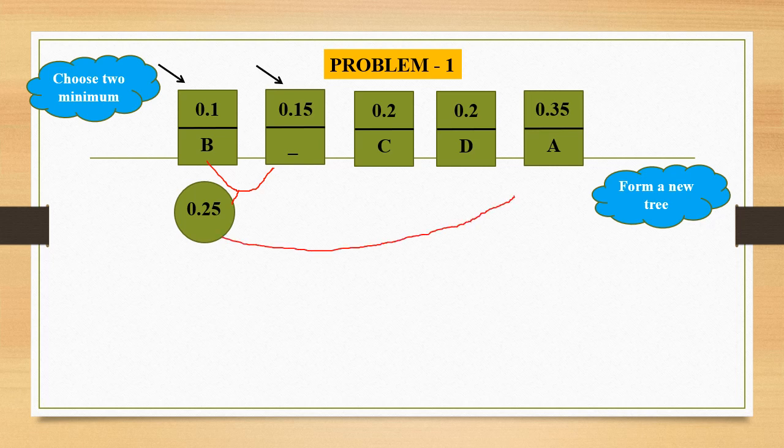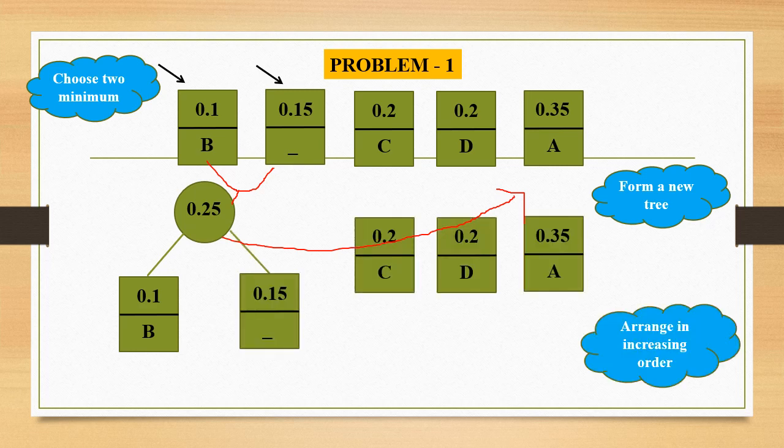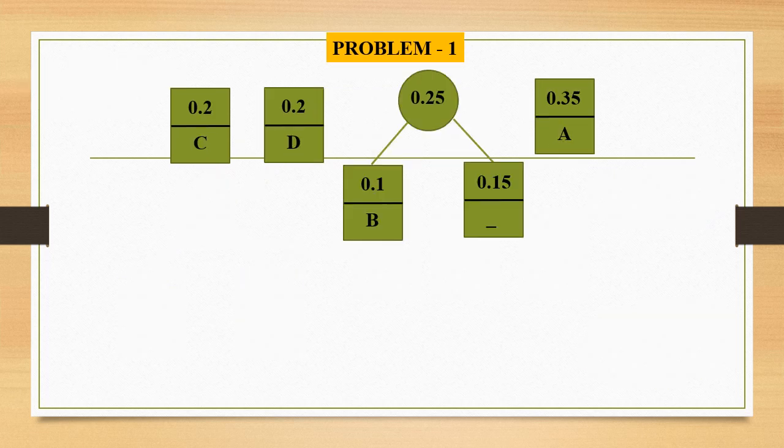It will be coming before my 0.35. That's how it will be in proper increasing order, isn't it? So I am going to arrange it again in increasing order. See here, after arranging it in increasing order, this is now my tree. Again I have to repeat the same process.